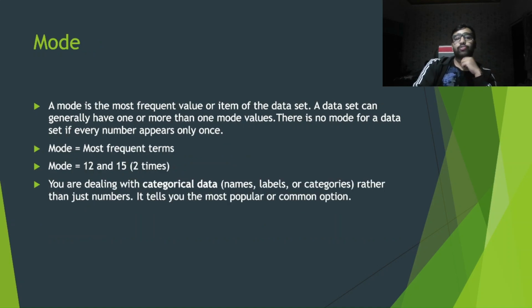Mode. A mode is the most frequent value or item of the data set. A data set can generally have one or more than one mode value. There is no mode for a data set if every number appears only once. The formula for mode is the most frequent term. Hence, the mode for our given data set is 12 and 15, which appear 2 times respectively. Mode is used when we are dealing with categorical data such as names, labels, or categories rather than just numbers. It tells you the most popular or common option.